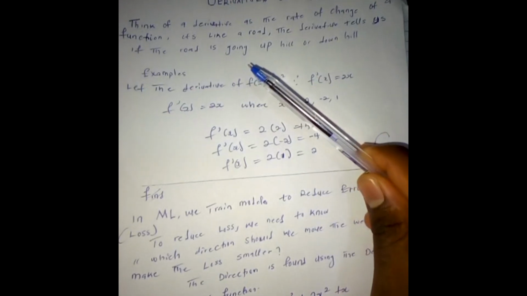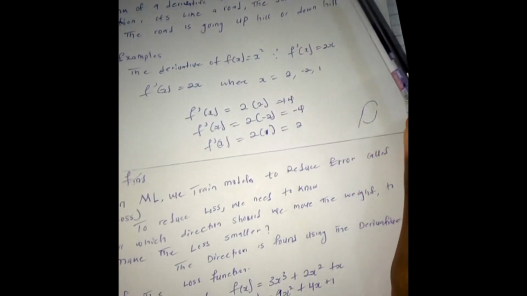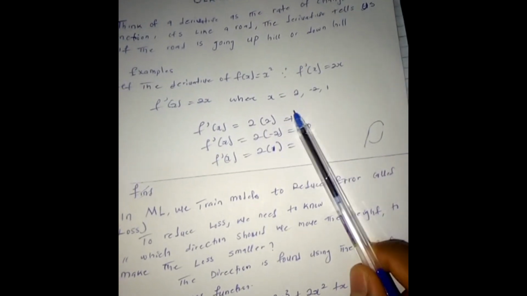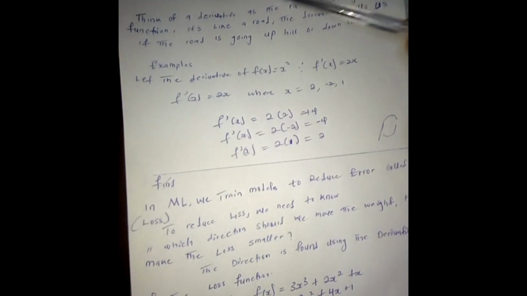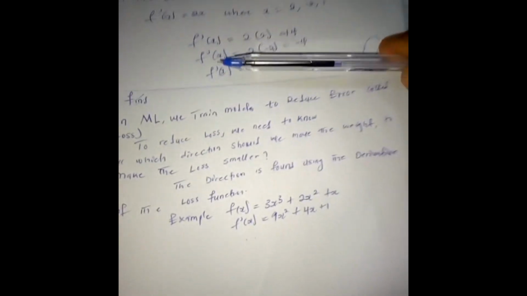So the derivative tells us if the road is going uphill or downhill. This function is going downhill, and this function is going uphill. So that's what derivative is all about. Now let's move towards derivative in ML, that's machine learning.